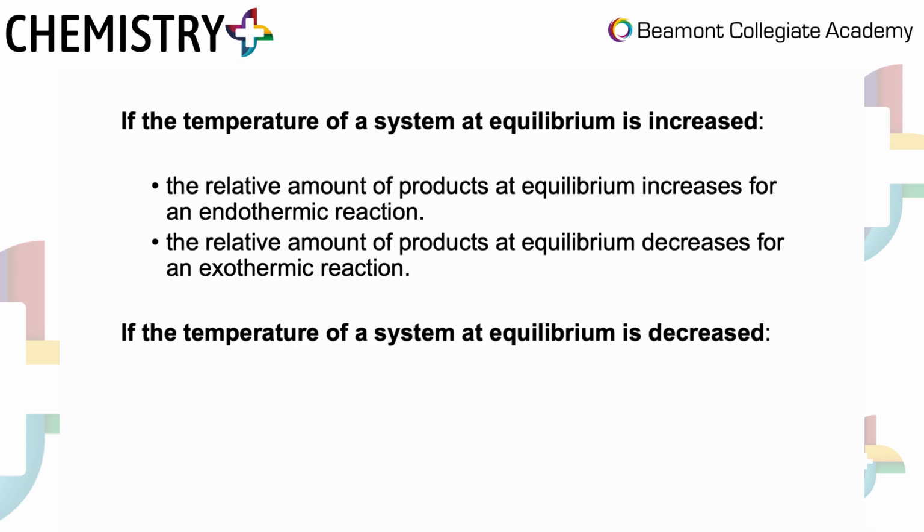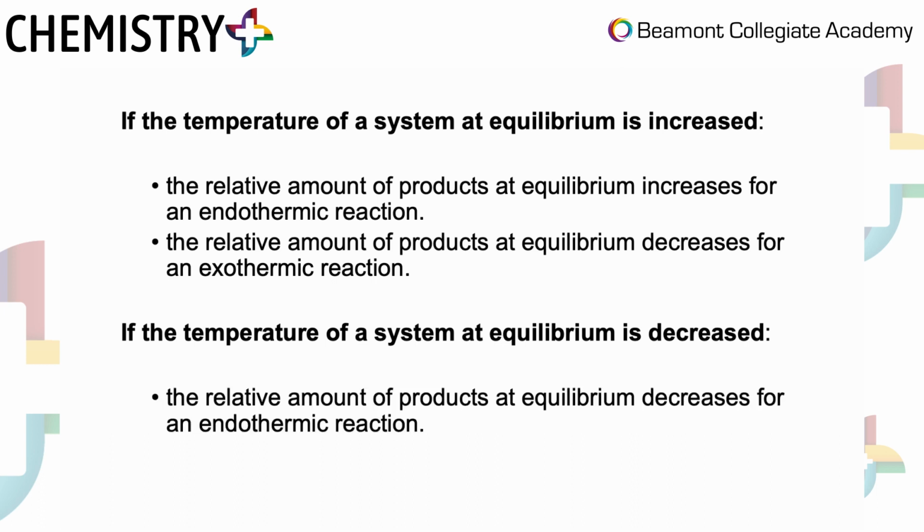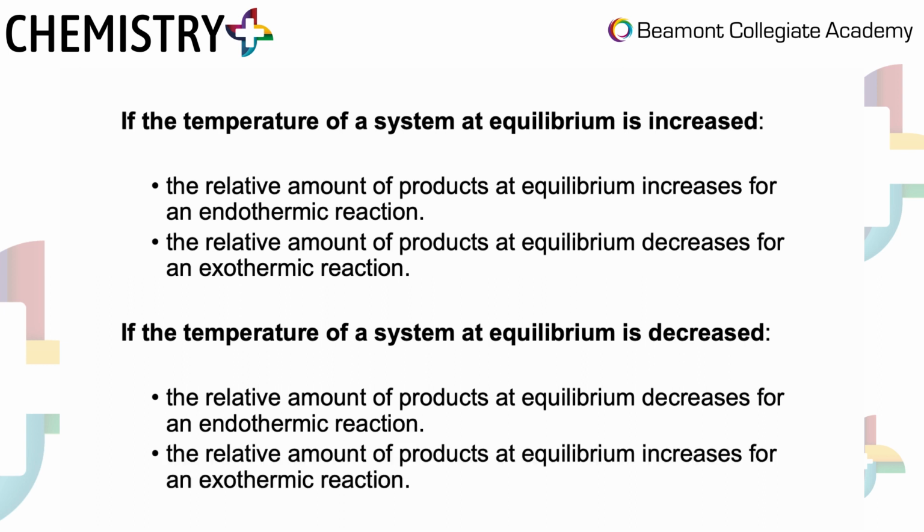If the temperature of a system at equilibrium is decreased, the relative amount of products at equilibrium decreases for an endothermic reaction. The relative amount of products at equilibrium increases for an exothermic reaction.